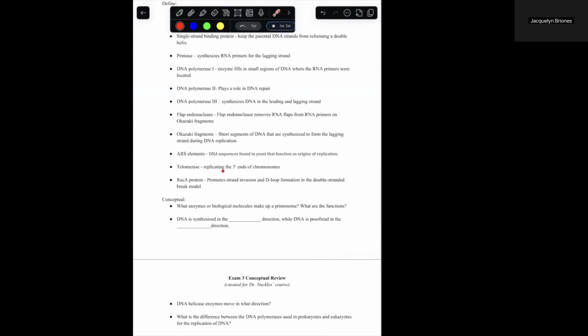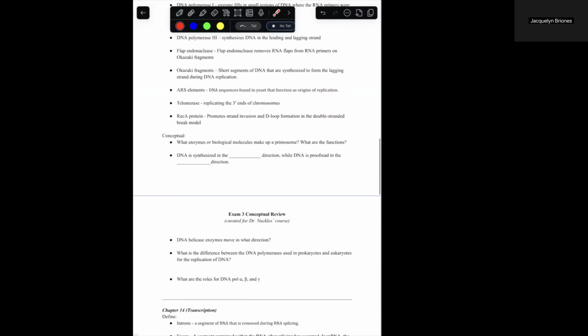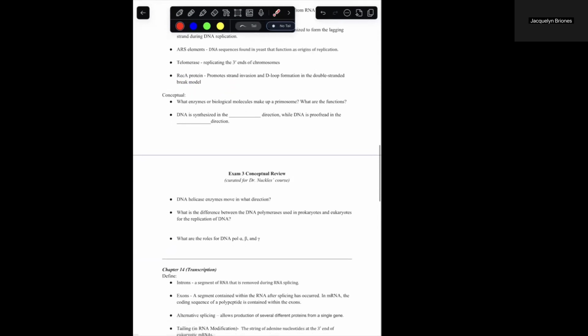Telomerase is replicating the 3' end of the chromosome. So these are our enzymes that upkeep our telomeres to make sure they're at the right size. RecA proteins promote strand invasion and D-loop formation in the double-strand break model.